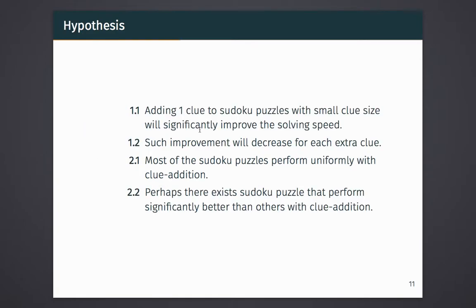We make these hypotheses. We expect that adding one clue to Sudoku puzzles with small clue sizes will significantly improve the solving speed. And besides, we expect that such improvement will decrease for each extra clue. For the second question, we expect that most of the Sudoku puzzles will perform uniformly with clue addition. And perhaps there exists a Sudoku puzzle that performs significantly better than others with regard to clue addition.